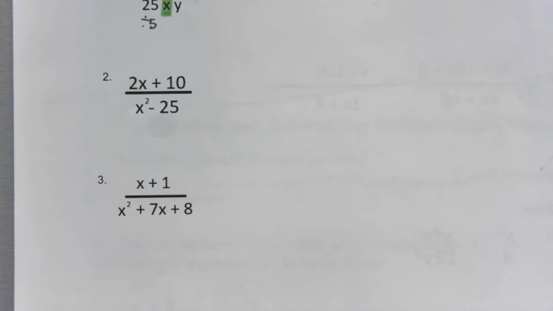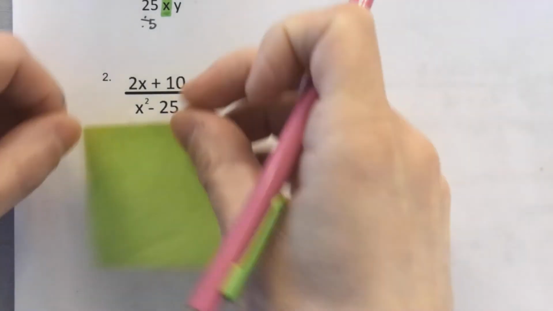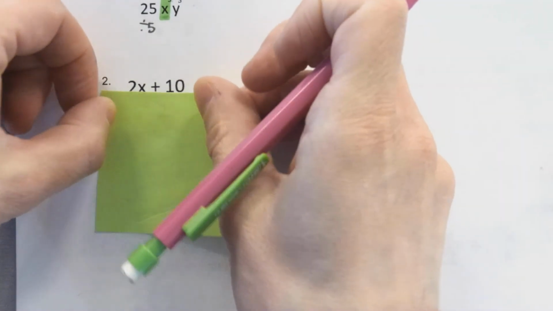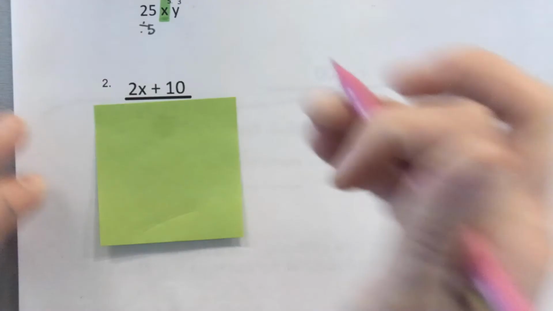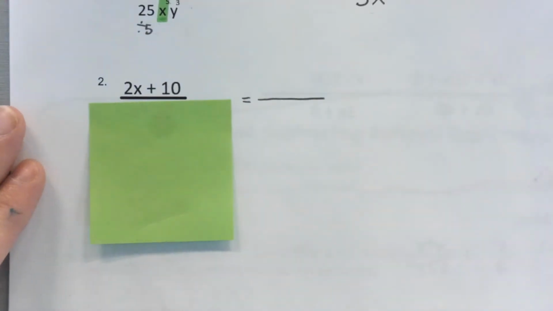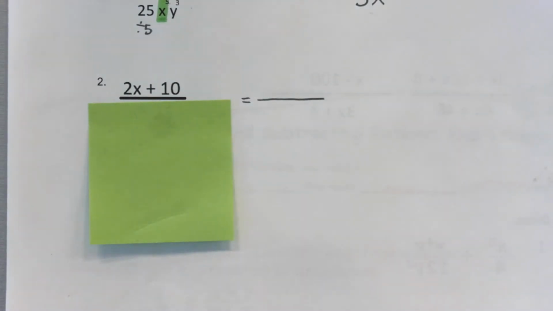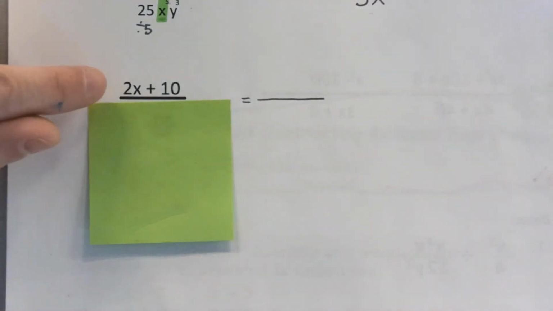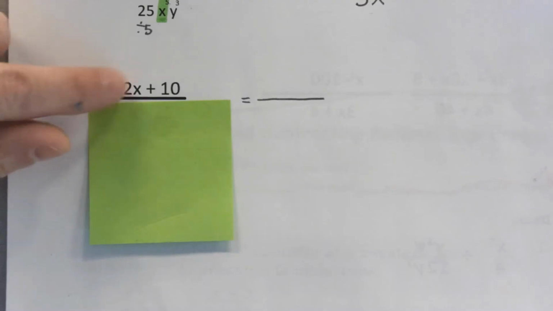All right, look at the top for a minute. So again, this post-it note comes in so handy. All right, so I'm going to cover up the bottom for just a second. I'm going to pretend it doesn't even exist because there's too much going on. So we're looking at the top. It's not a trinomial. It's not a difference of squares. But do you see how they both have something in common? What are they both divisible by?